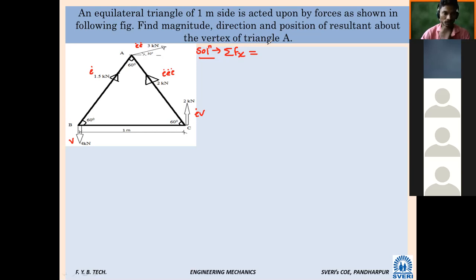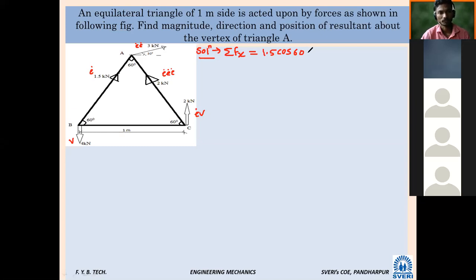What will be its X component, or horizontal component, of the force 1.5 kilonewton? F cos theta. What is the value of F? 1.5 into cos 60. Force number 2. All forces we will continue and we will add here. Force number 2, 3 kilonewton.